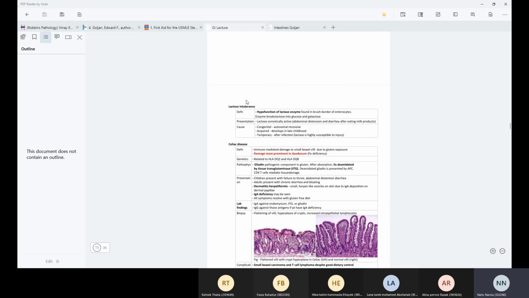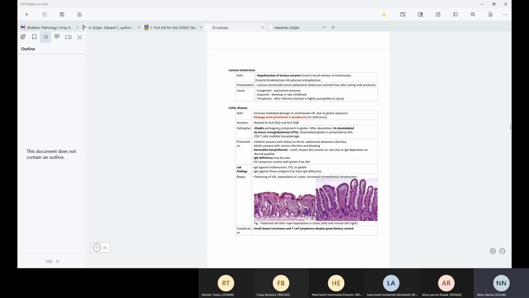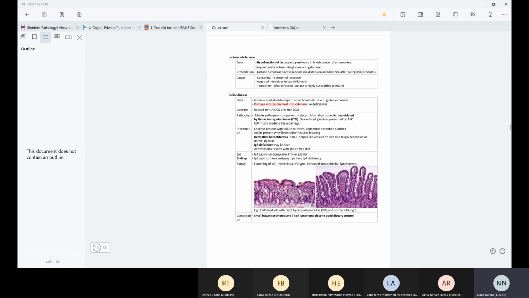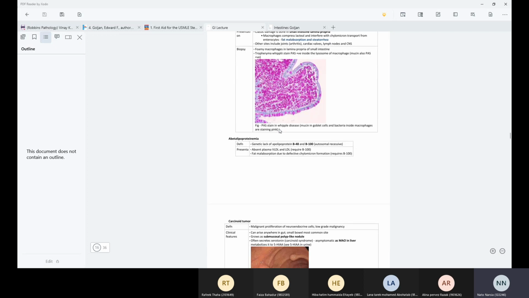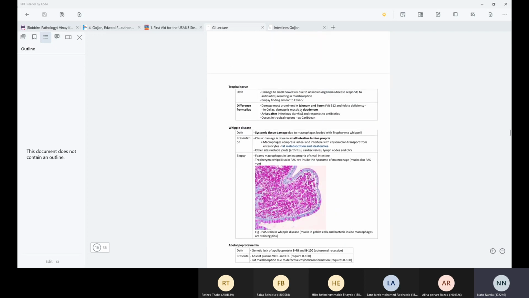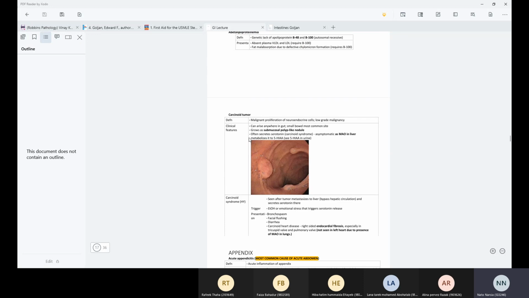Now, malabsorption syndromes we have. I think it is too much for you guys, but only this part is needed. You don't need to read carcinoid tumors, and you don't need to read malignant tumors, colonic adenocarcinoma, and inflammatory bowel disease.